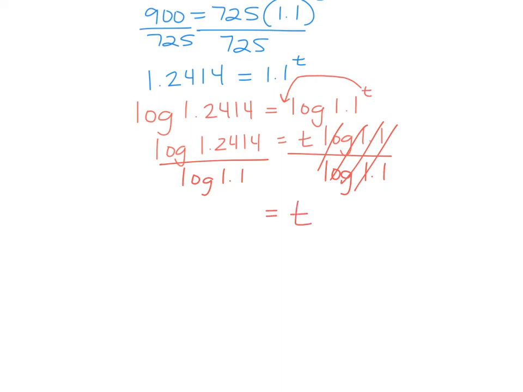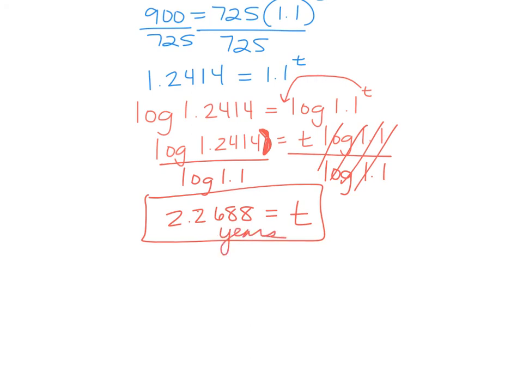T comes out to, when you plug that in with that parenthesis and hit enter, you get, did we say 4 decimal places? 2.2688? Yeah. 2.2688. And that was time, right? They were talking about each year, so 2.2688 years is when we'll hit 900. Questions?